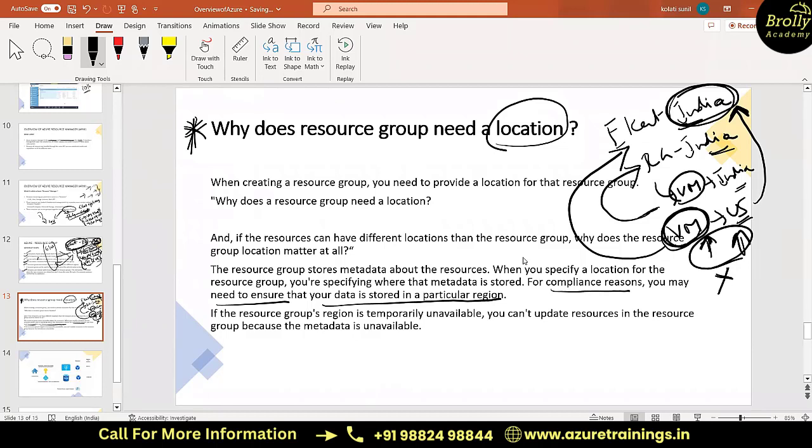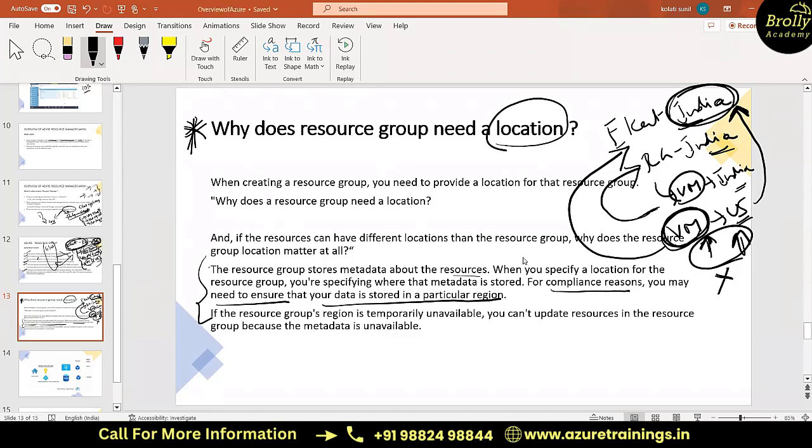In interviews there are chances they will ask this question: why does a resource group need a location? Can we create a resource group without a location? They are going to ask, so we have to give a justification: a resource group stores metadata about the resources. So when you specify a location for the resource group, you are specifying where the metadata is stored. This is mainly for compliance reasons.